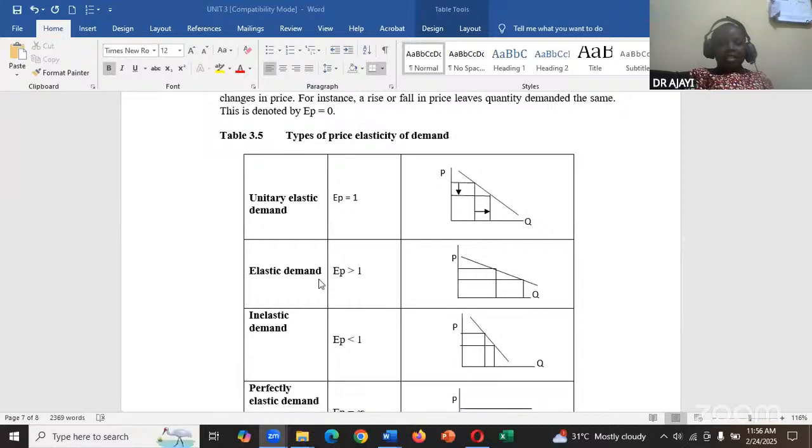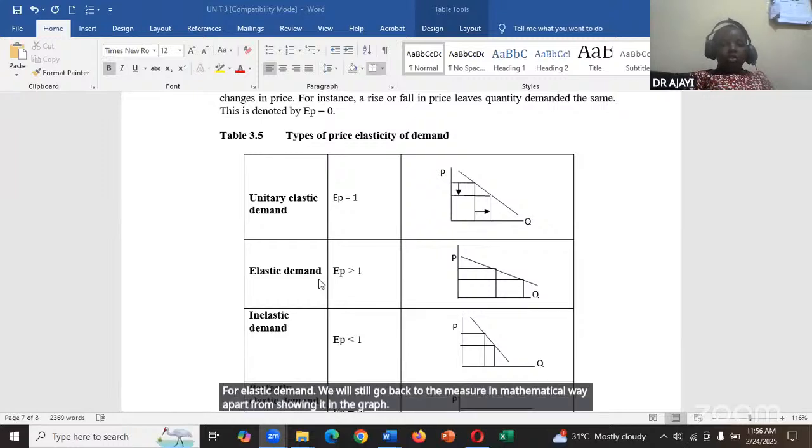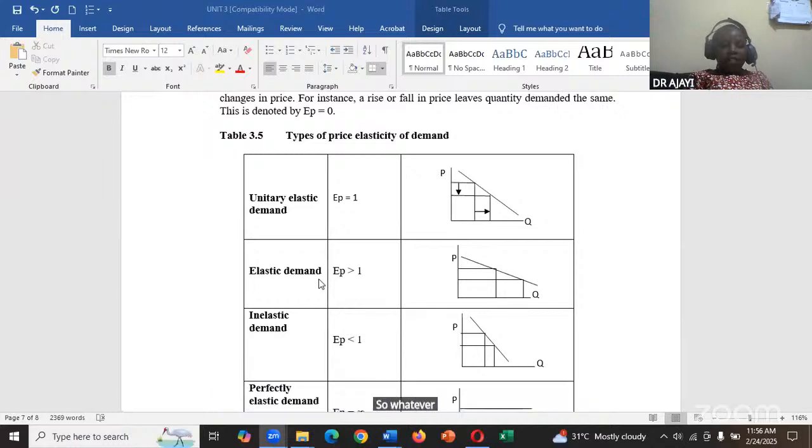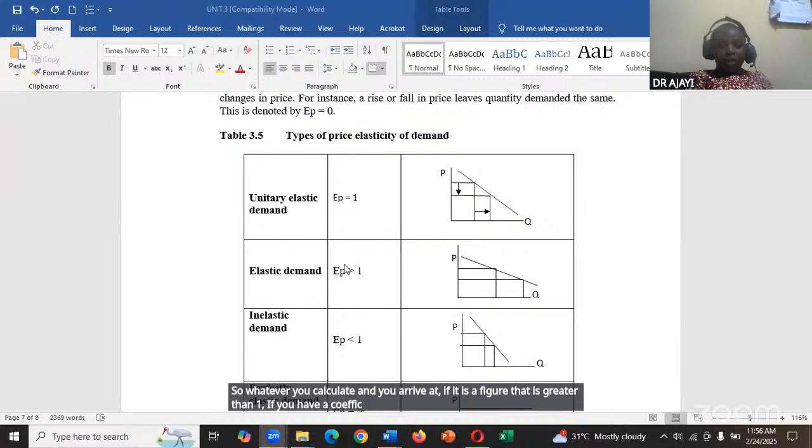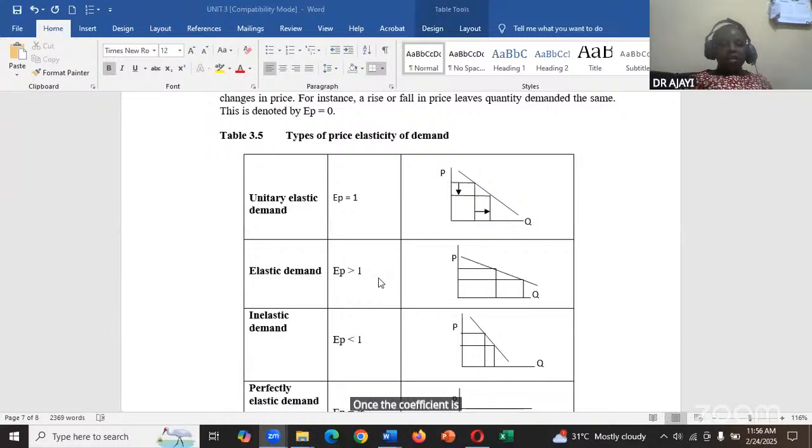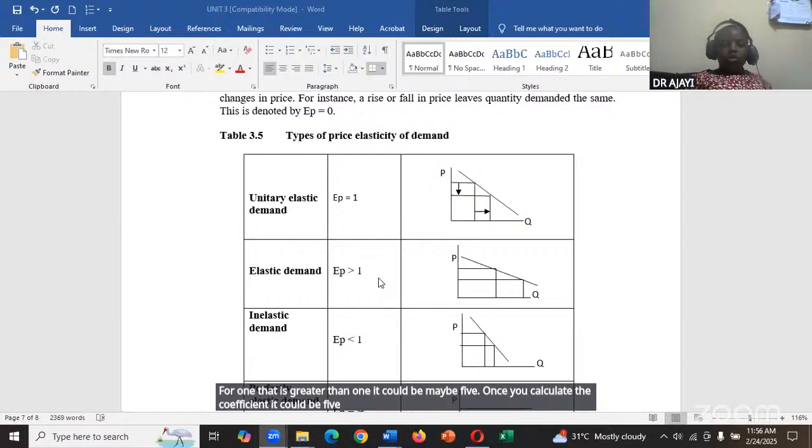For elastic demand, we will still go back to the measure in a mathematical way, apart from showing it in the graph. Whatever you calculate and arrive at, if it is a figure greater than 1, if you have a coefficient that you calculate and it is greater than 1, it simply means that it is elastic. It could be maybe 5, it could be 2. But once it is greater than 1, it simply means we have elastic demand.